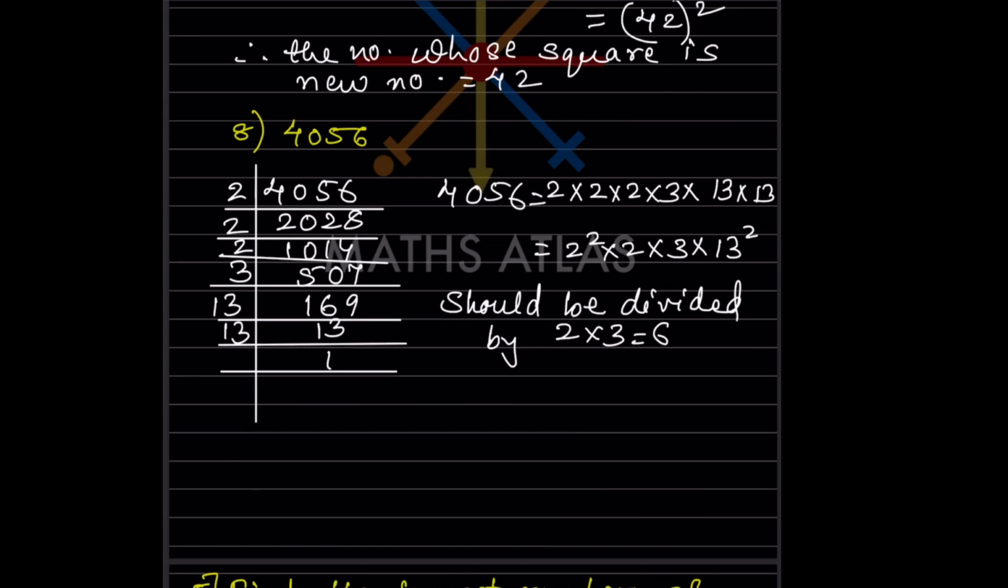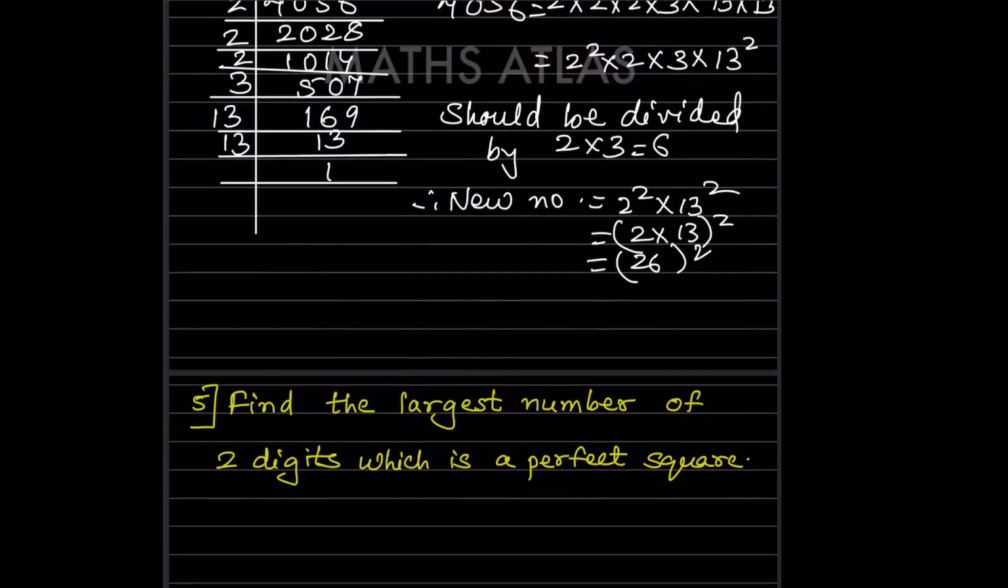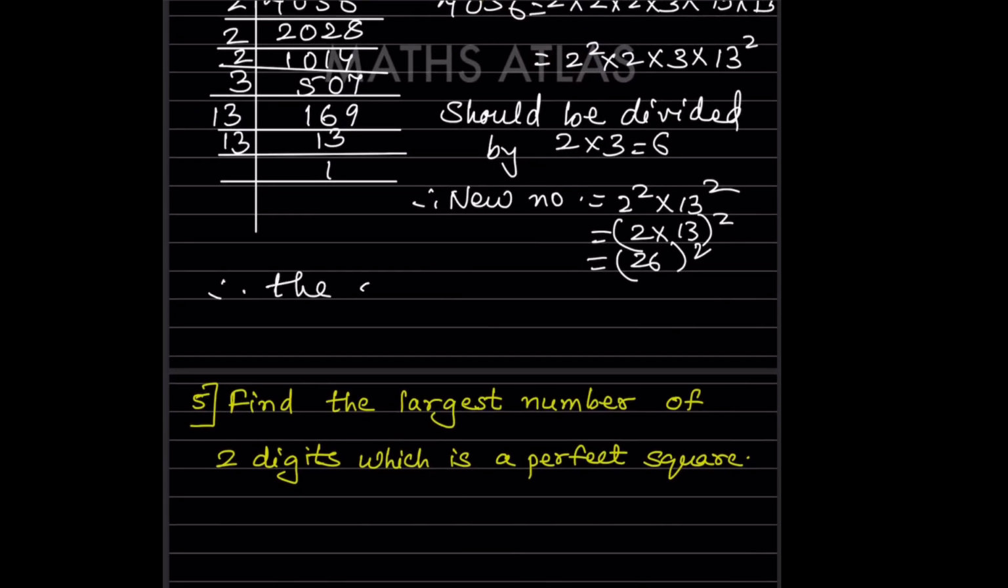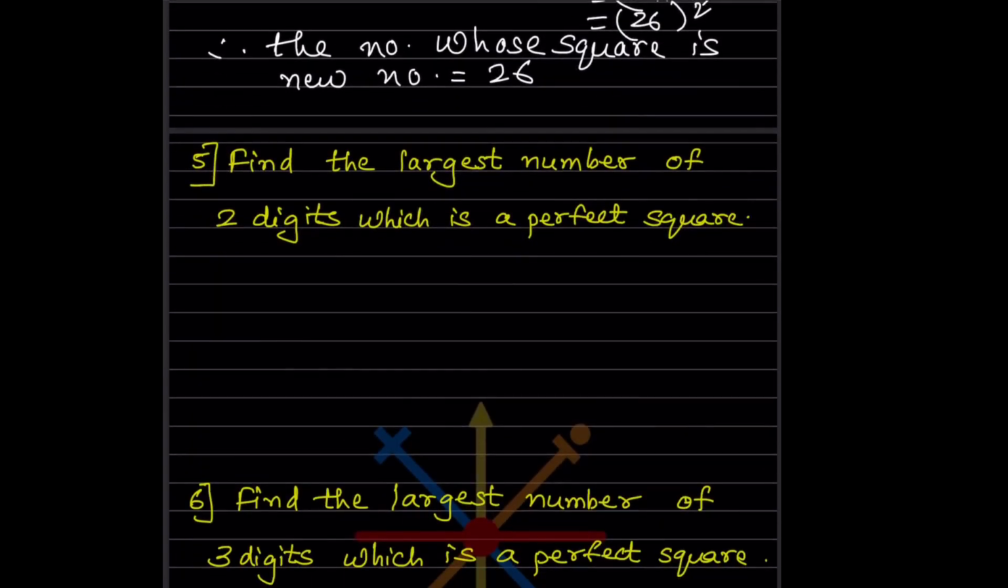So now what will you write here? Therefore new number is 2 square into 13 square. You can also write here 2 into 13 in square, and that is going to be 26 square. So we can write here, therefore the number whose square is the new number is equal to 26.